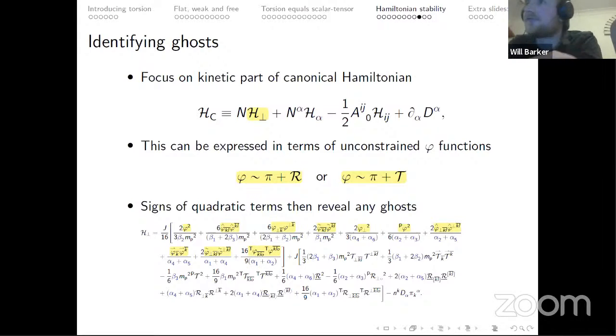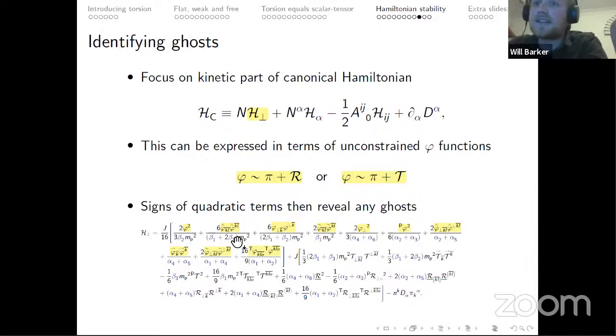So you can generally define the phi functions, but only some of them are going to be primary constraints for any given theory. And those phi functions, remember, they had the structure phi is equal to momentum plus some field dependent terms. So you can see that these quadratic terms here are going to contain quadratic momenta parts. So basically what we've got here is a quadratic form in the momenta of the fields related to the kinetic part of the Hamiltonian.